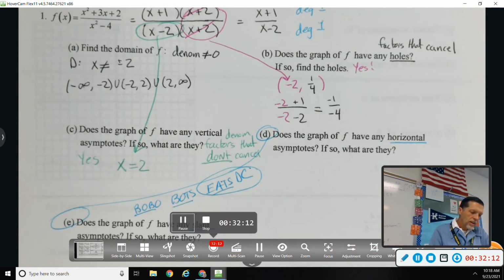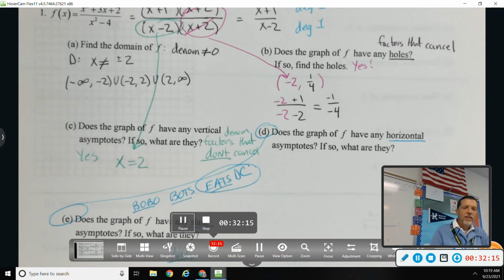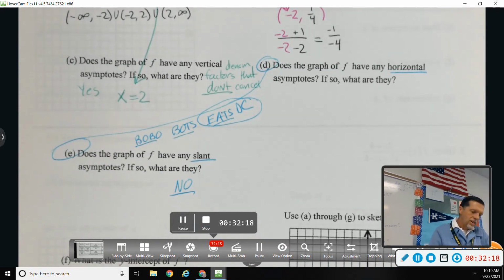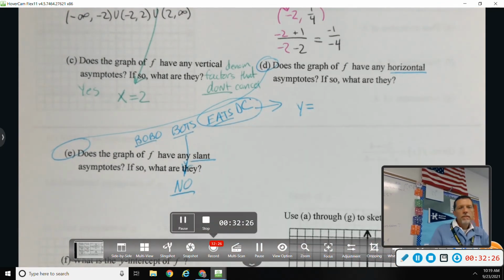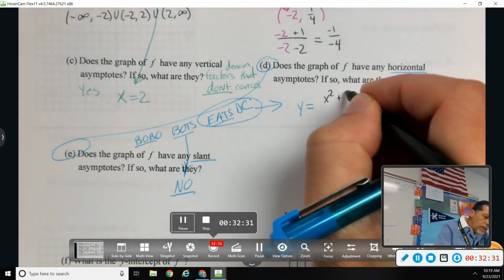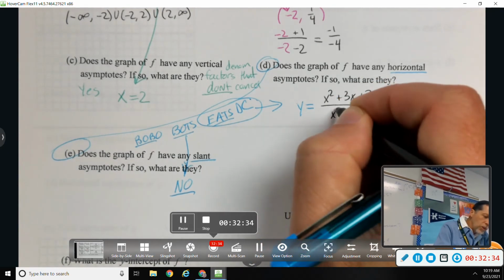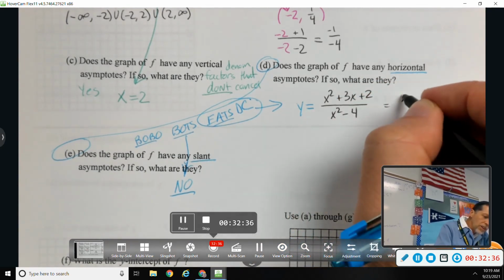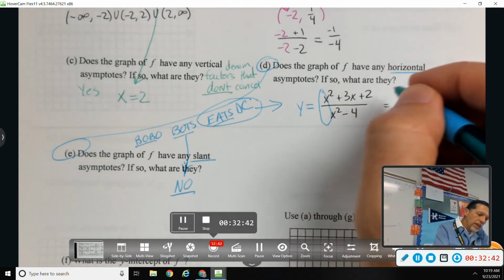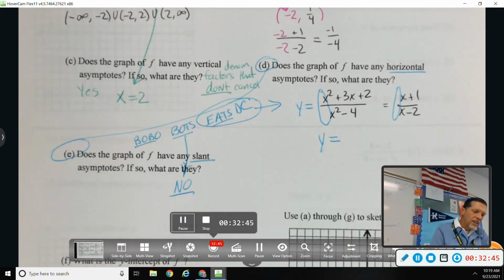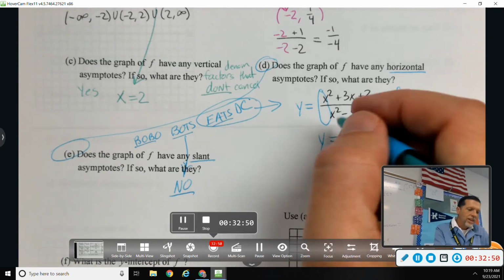So it's not a slant, because BOTS is the only slant. But this is not BOTS. EATS DC gives us a horizontal. So if I divide the lead coefficients, and again, I can do this on the original or on the reduced, either way, what do I get? 1. So there's a horizontal asymptote at y equals 1.